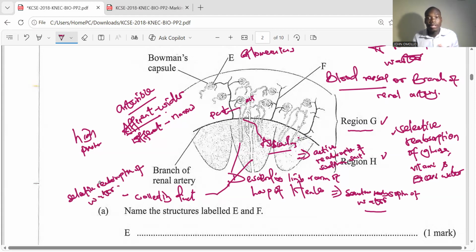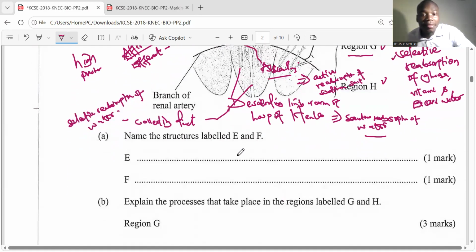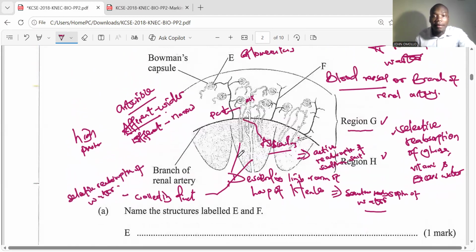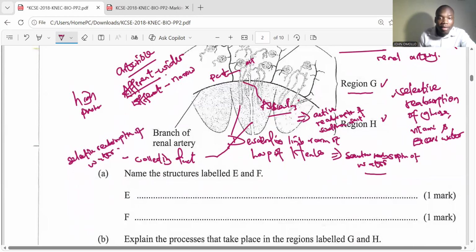So in general, we have talked about the entire diagram. So let's dive into the questions. Name the structures labeled E and F. E, we have talked about, it is the glomerulus.